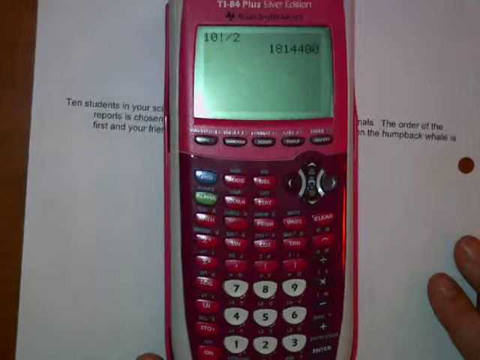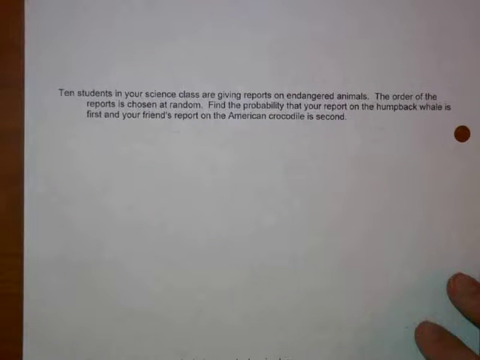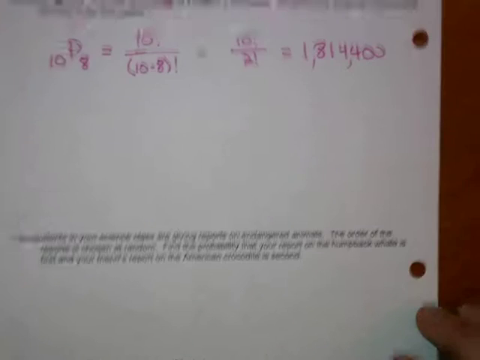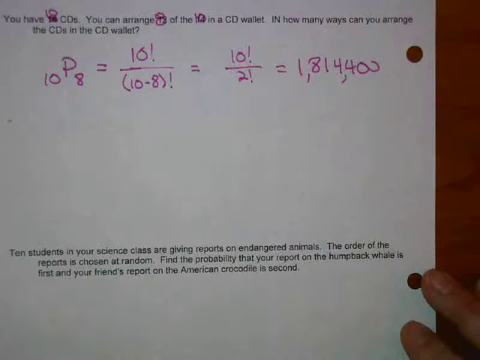Under math, and then over to probability, and this number 4. What? Okay, the last one's really quick and easy. You ready?